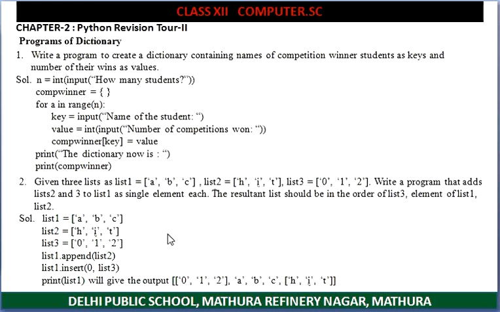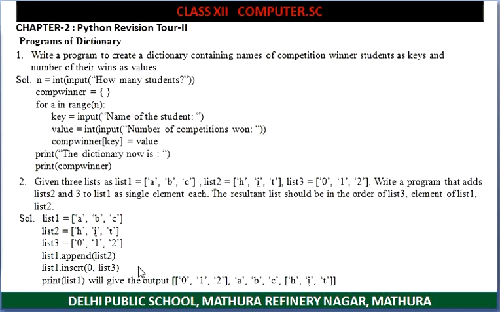First we add the element of list 2 in list 1. So list 1 dot append list 2. By this statement the element of list 2 is added at the end of list 1. Then we need to insert the element of list 3 at the beginning of list 1. So this statement: list 1 dot insert 0, list 3.